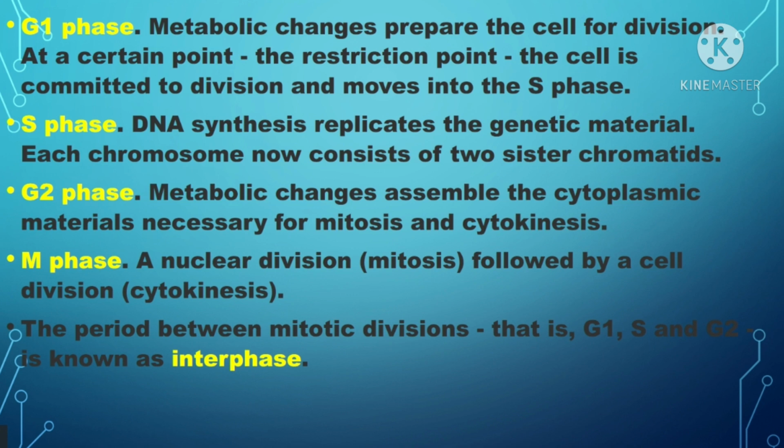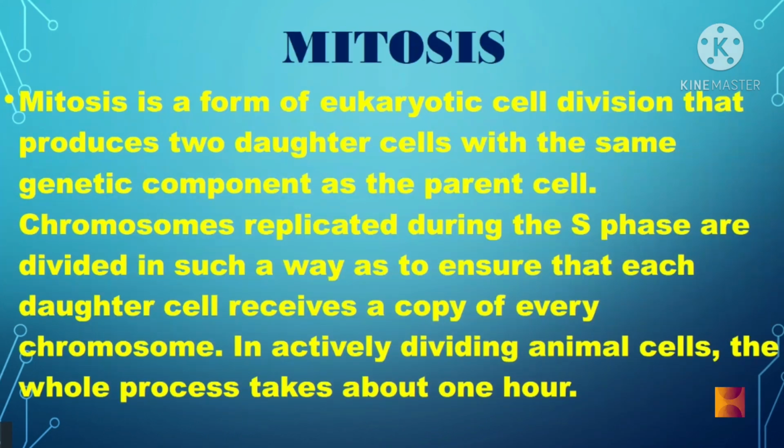The G2 phase. Metabolic changes assemble the cytoplasmic materials necessary for mitosis and cytokinesis. The M phase. A nuclear division, mitosis, followed by a cell division, or cytokinesis. The period between mitotic divisions, that is G1, S, and G2, is known as interphase. The cell cycle has stages, but let's focus on the mitosis and meiosis stage.